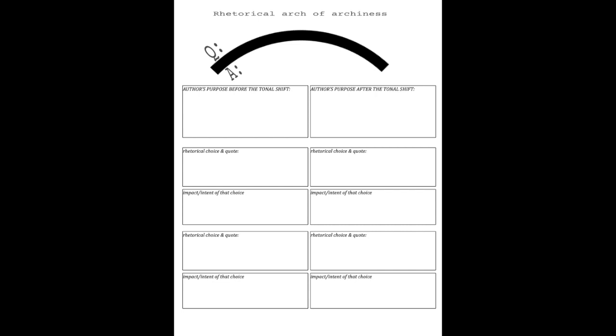You have a body paragraph thesis statement for the purpose before the tonal shift. You have evidence, at least 2 pieces that you can bring in, and you could do more than that. And then you already have an idea of what you might say for the impact or intent of that choice. And so I have a guide, so I don't lose track when I sit down and write this essay. So there's your rhetorical arch of archiness.